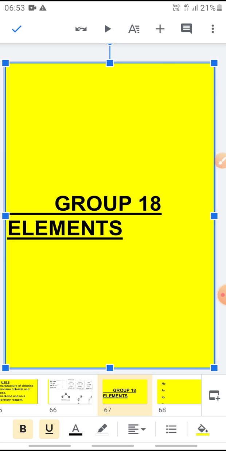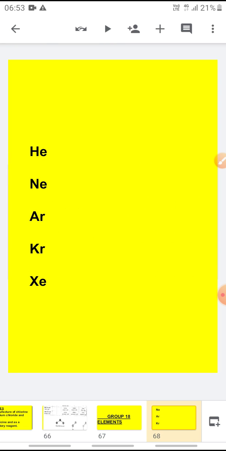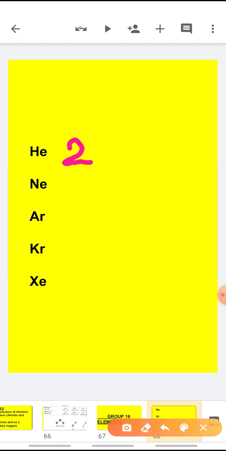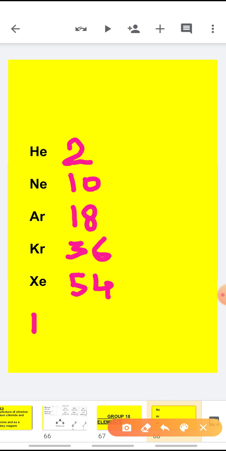Now, the elements that are present in group 18 of the periodic table are helium, neon, argon, krypton, xenon and radon. The atomic number for helium is 2. For neon, it is 10. Argon is 18. Then krypton is 36. Xenon is 54. And radon is actually a radioactive element, having a very short life. So it has the atomic number 86.